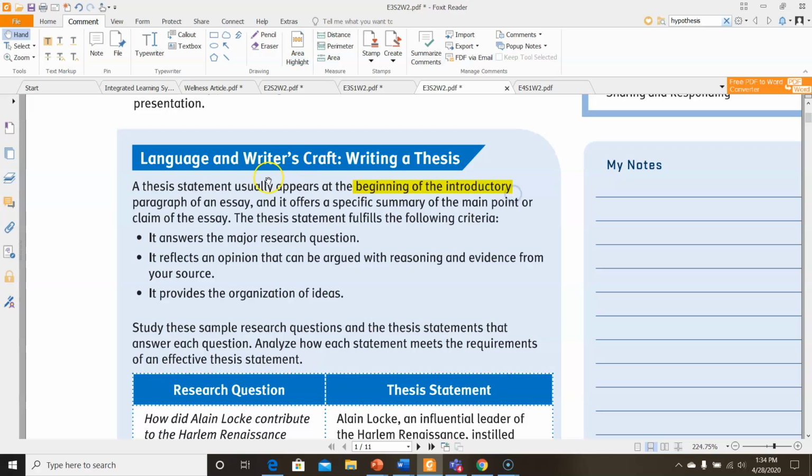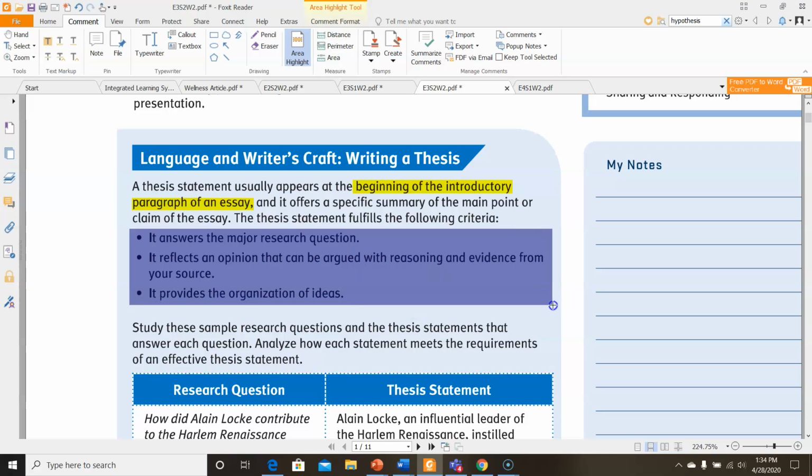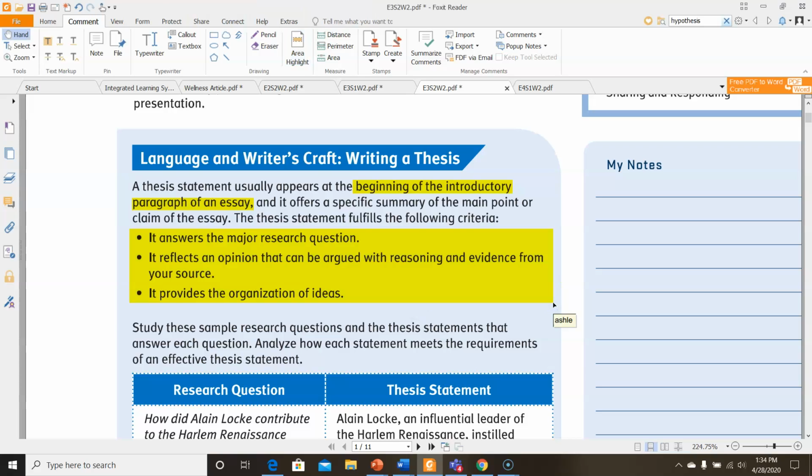Now I disagree with that, and I'll tell you why. An introduction essay and it offers a specific summary of the main point and claim of the essay. The thesis statement fulfills the following criteria. It answers the research question, it reflects an opinion that can be argued with reasoning and evidence from your source, and it provides the organization of ideas. Those 3 things I do agree with.